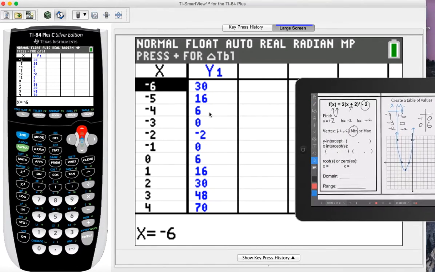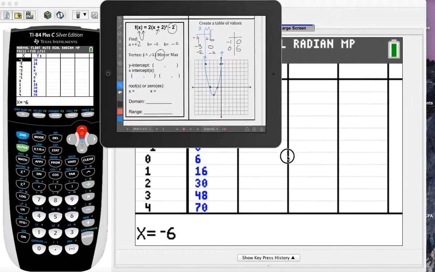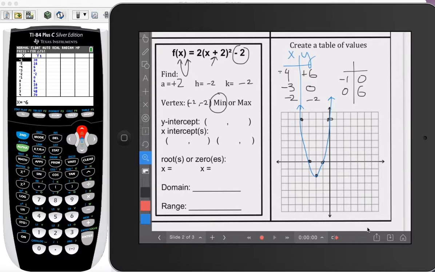Now let's answer all of the other questions. What is the y-intercept? The y-intercept is the point having an x equals 0. Or basically, it's wherever the graph touches the y-axis. That is my y-intercept. My x-intercepts are (-3, 0) and (-1, 0). As you can see, we have two x-intercepts. I have two roots, and they are the x-intercepts.